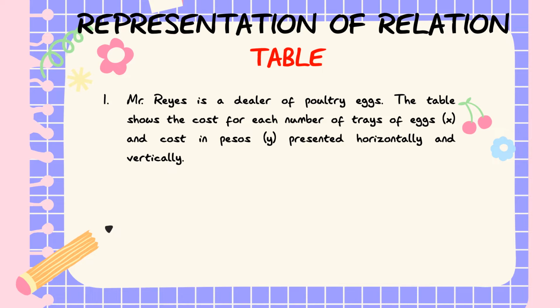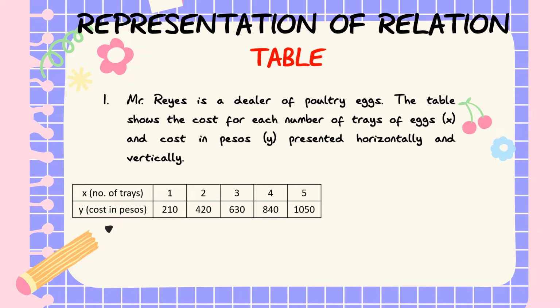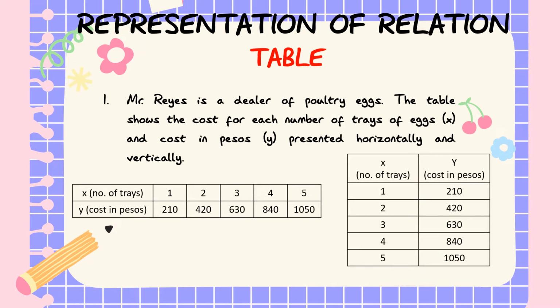Let's go back to our scenario, the example before. Mr. Reyes is the dealer of poultry eggs. So the table that you will see later will show the number of trays of eggs and the cost in pesos presented horizontally and vertically. So we represent the number of trays by X and the cost in pesos by Y.